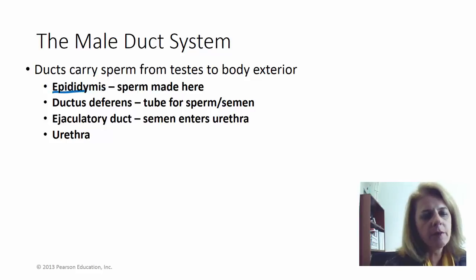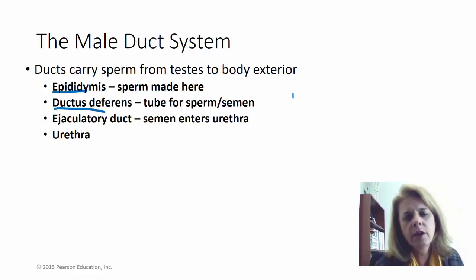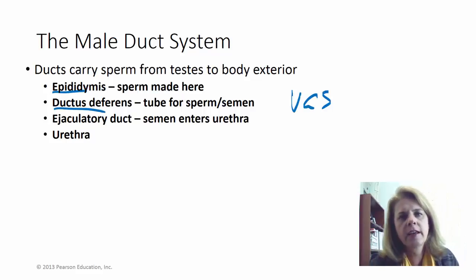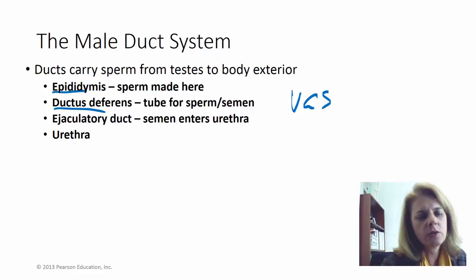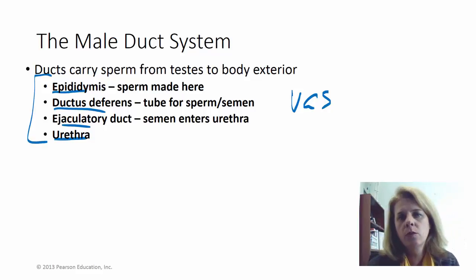You have the epididymis, where the sperm are made, the ductus deferens, also known as the vas deferens. Those are the same thing. This terminology is kind of changing over time. The ejaculatory duct, and the urethra. So these are really your tube, your ductwork.